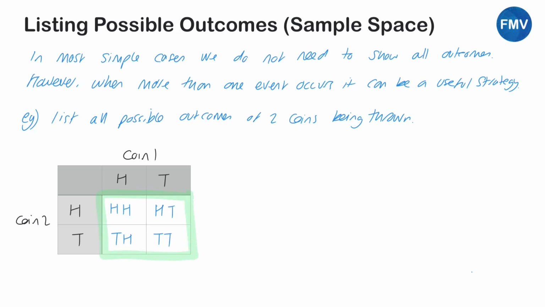So if we're going to list those, you have got a head and a head, a head and a tail, a tail and a head, and a tail and a tail. So there's a possibility of four outcomes. Next question could be, well, what's the chance of getting a tail and a tail? Well, there's one tail and tail out of a total of four. So it's 1 out of 4.